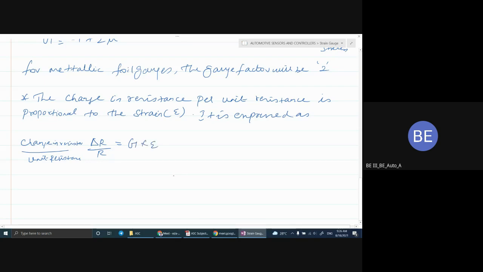Now we have different types of strain gauges. What are they? Before that, I request everyone to attend the poll.